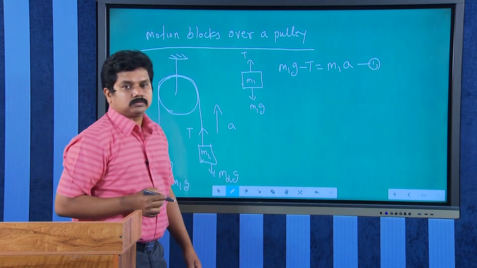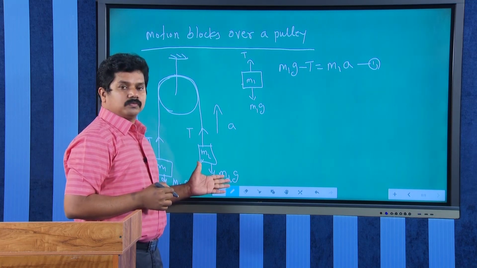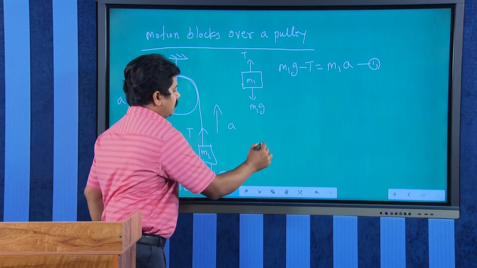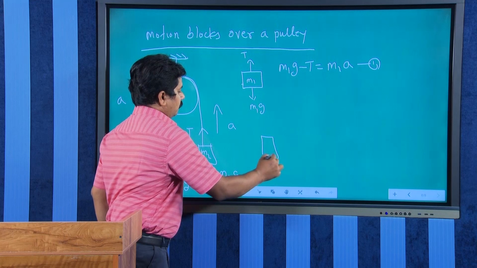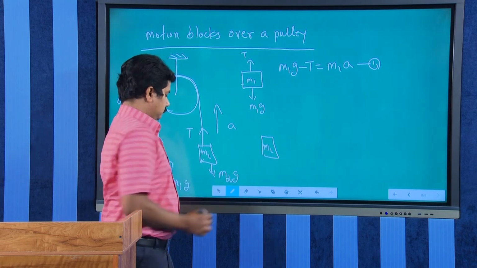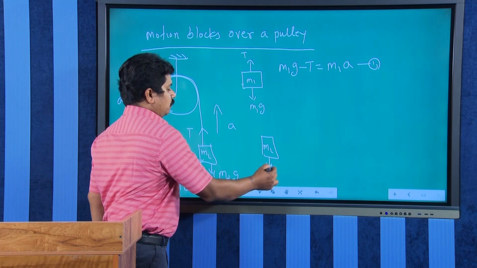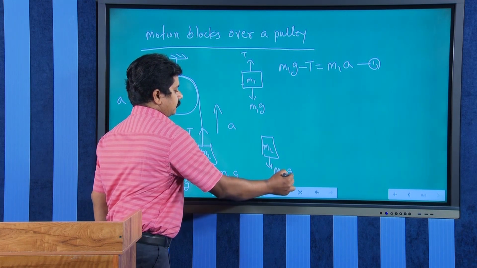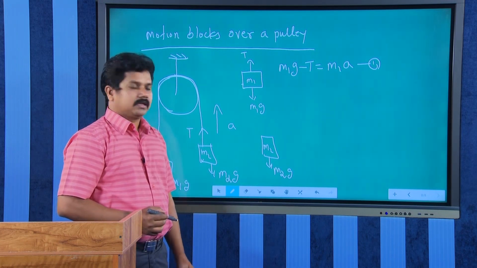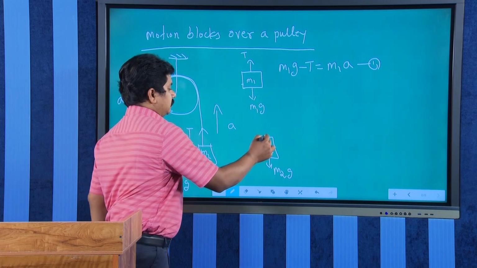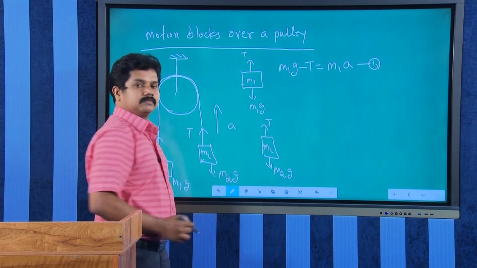Now, what about M2, force acting on M2? Draw the free body diagram. We have M2 here. What are the forces? M2 g downward and T upward, right, T.